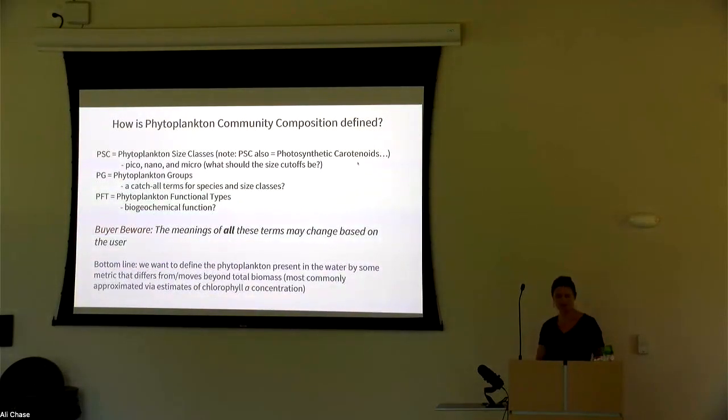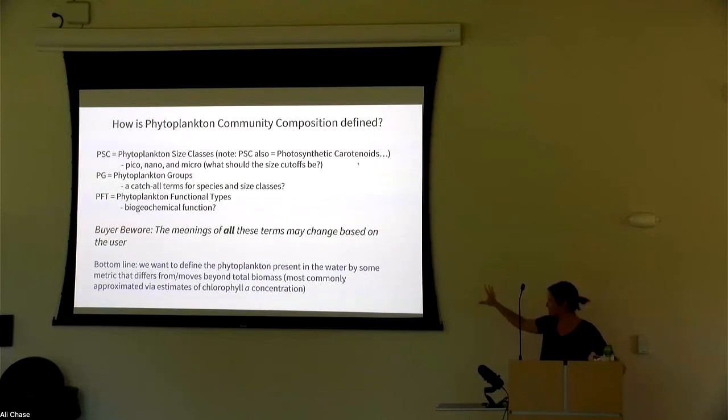So how is it defined? Many ways. You might hear phytoplankton size classes, PSCs. Also, PSC stands for photosynthetic carotenoids, a lot of P's and C's and S's. Phytoplankton groups has been used in some publications. Phytoplankton functional types has gone a little bit out of style. We tend not to use that as the umbrella term for which phytoplankton are in the water because it might imply biogeochemical function. So it's one way to describe phytoplankton, but not the only way. And you'll notice in papers that these terms might change based on the user.